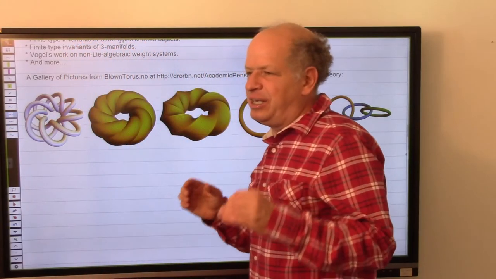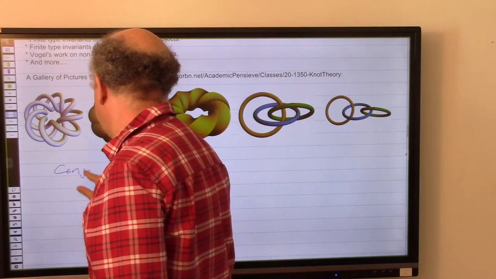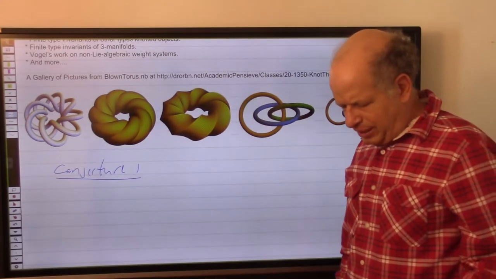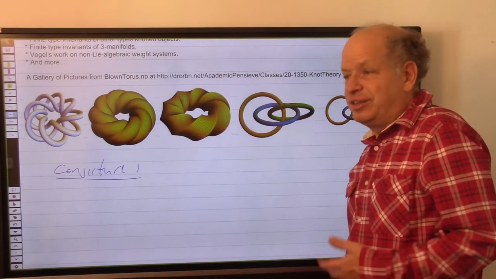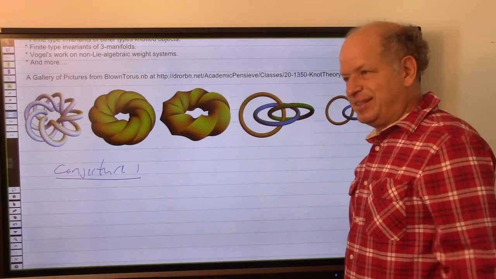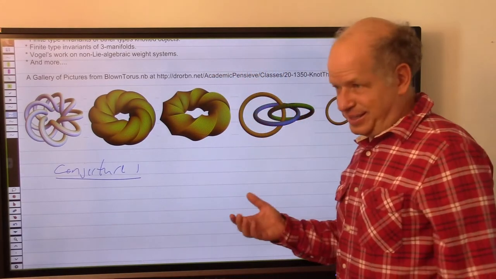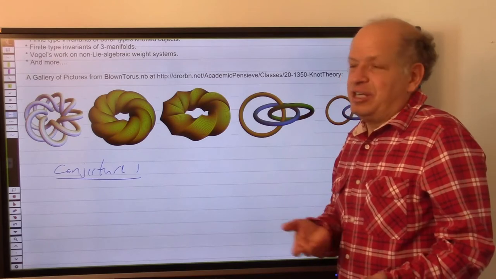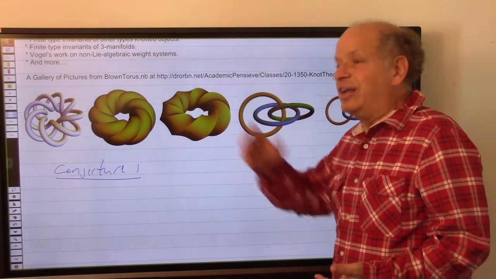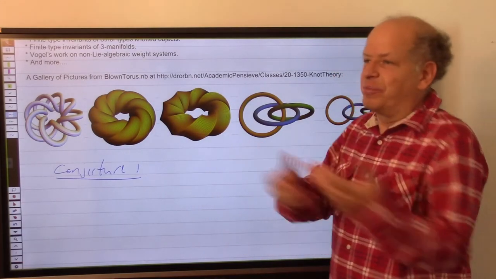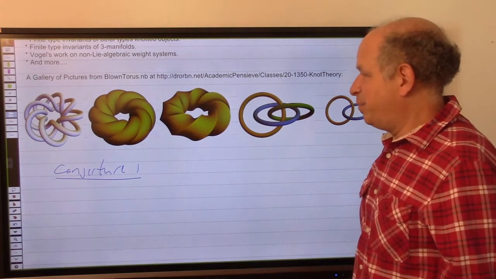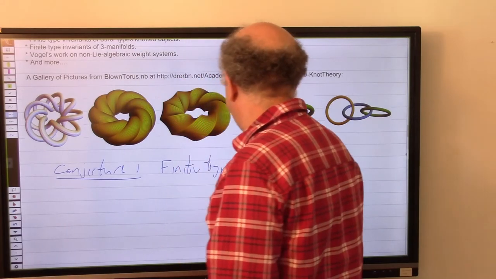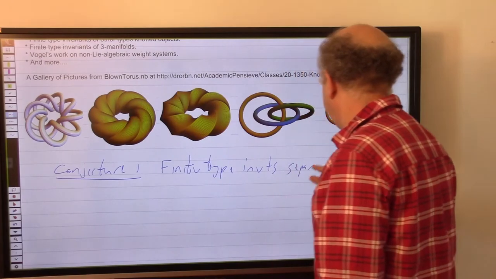There are two extremely natural conjectures to make. Conjecture one. Finite type invariants are like polynomials, and polynomials are dense in all functions. So if there's justice in the world, finite type invariants should be dense in some sense in the space of all knot invariants, and therefore they should separate knots. Of course knot invariants separate knots, because you can just take the delta function on a specific knot class and it will separate that knot from every other knot. So if there is justice in the world, finite type invariants separate knots.